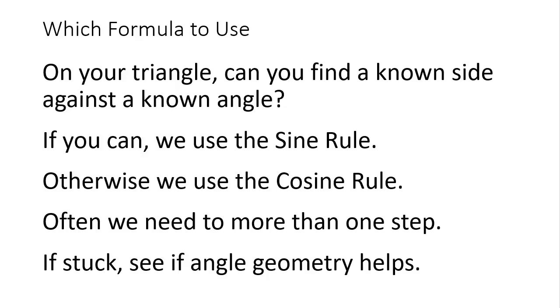And this is the process. We look at our triangle. Can we find a known side against a known angle? If we can, we use the sine rule. Otherwise, we have to use the cos rule. And often that's going to make more than one step in the process because we can't always get to where we need to get in one go. If we get stuck, angle trigonometry sometimes helps.